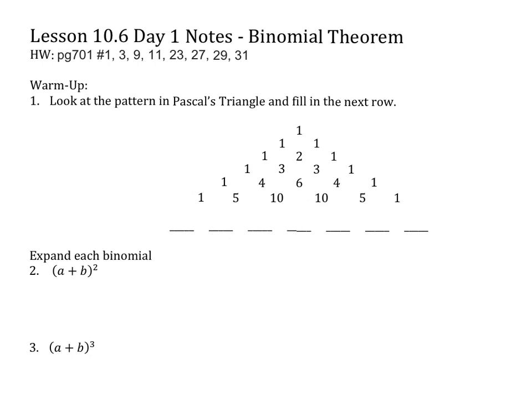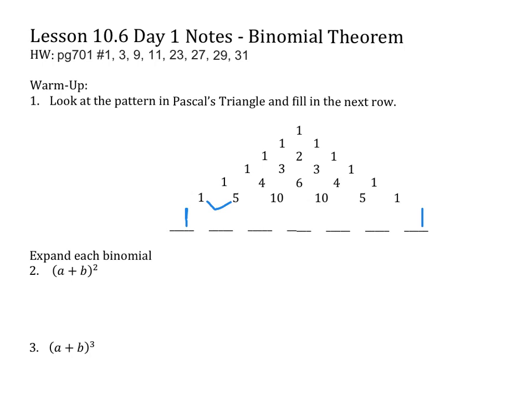In 10.6a, we're learning about Pascal's triangle and the binomial theorem. So first I'm going to show you how to make Pascal's triangle. If you look at all the rows, one thing you'll notice is that the beginning of every row is 1 and the last number in every row is 1. So the way you get the other numbers is you look above.